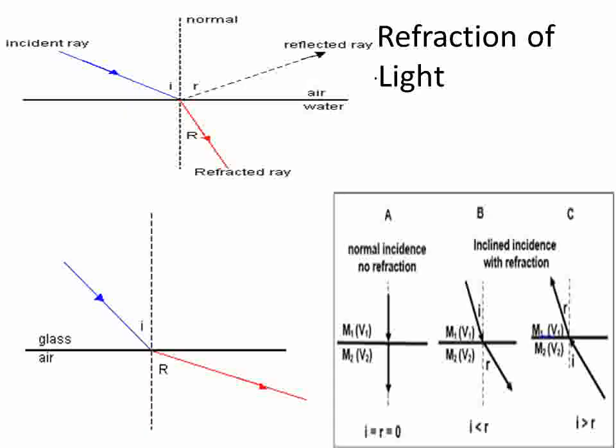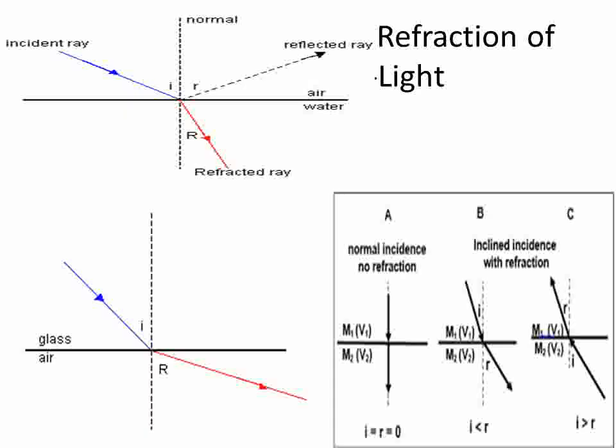Now let us come to the second diagram. A ray of light is coming from a denser medium, glass, to a rarer medium, air. The blue color ray is the incident ray. It makes angle of incidence I with the normal and goes away from the normal. That is, the refracted ray makes more angle with the normal.